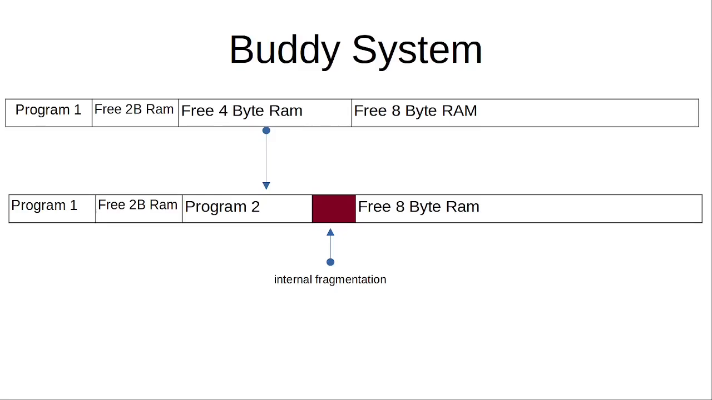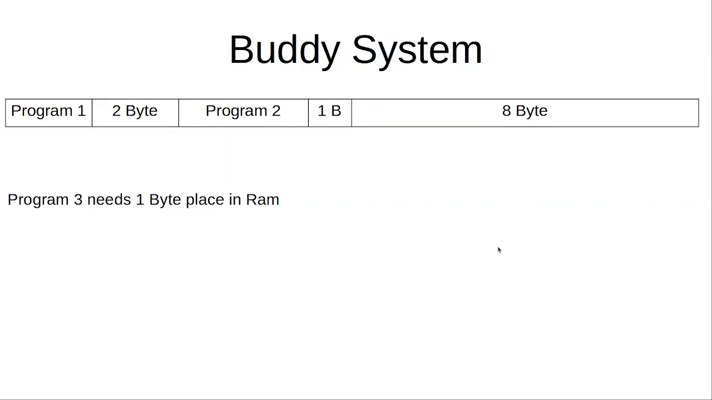Now let's look at the next program. Program 3 needs 1 byte. Our RAM looks like this: program 1 uses 2 bytes, then 2 bytes free. Program 2 uses 3 bytes, 1 byte free, and an 8-byte free block. Where should we place program 3? At first, the 1 byte free space looks fine, but it's internal fragmentation, so we cannot use it. That leaves the 2-byte and 8-byte blocks.